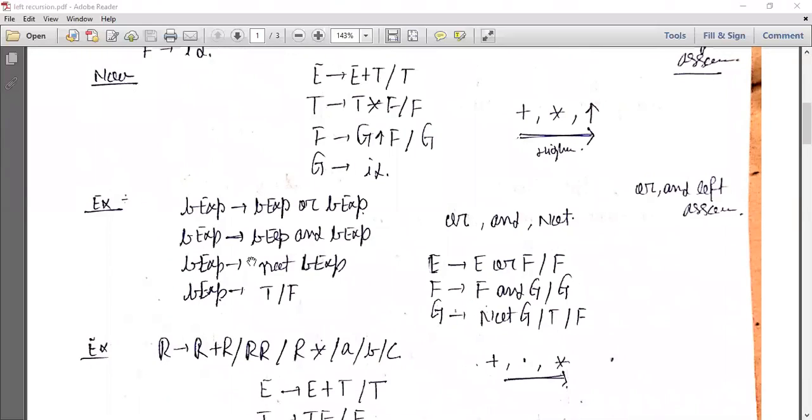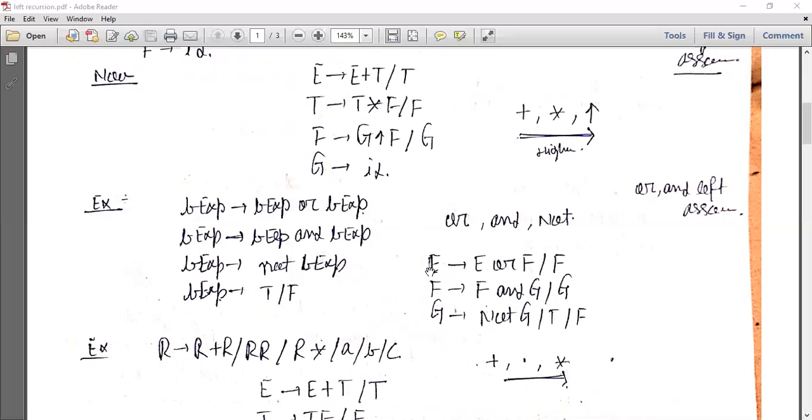Now move on to the next example. Boolean expression tends to Boolean expression or Boolean expression. We are talking about the and, or, not symbols. According to that, or has lower precedence, and has higher, and negation is highest. On the basis of this, we can rearrange things. Expression E or F, we replace this symbol with another symbol: either we choose this B expression or this Boolean expression. So we replace this Boolean expression with the symbol F.